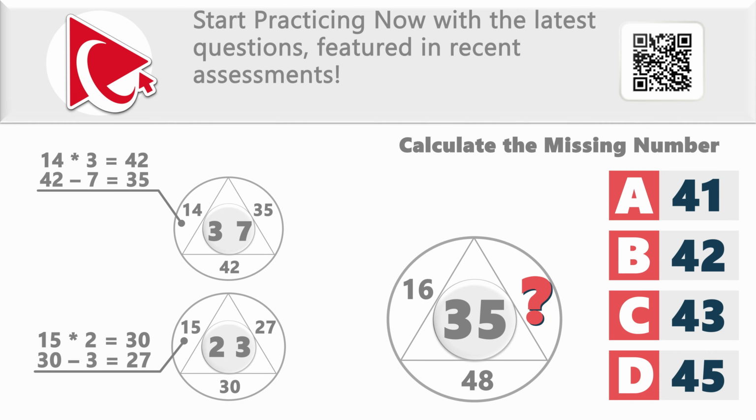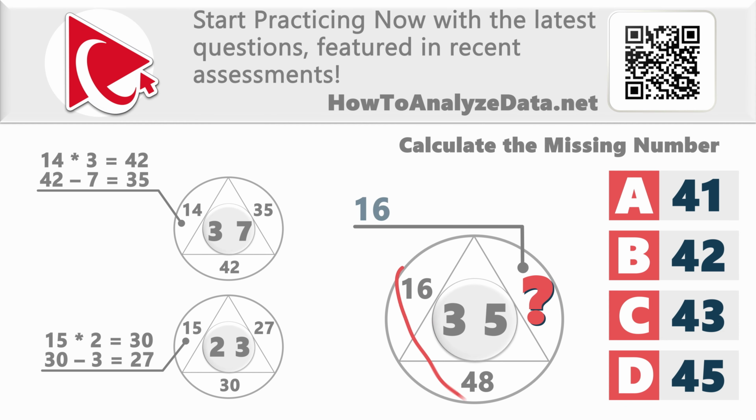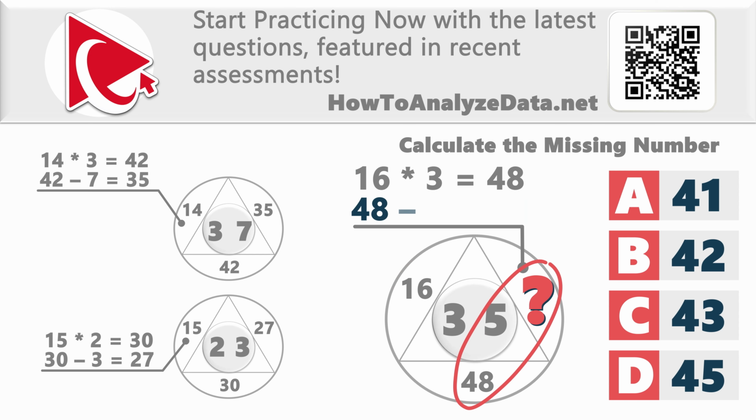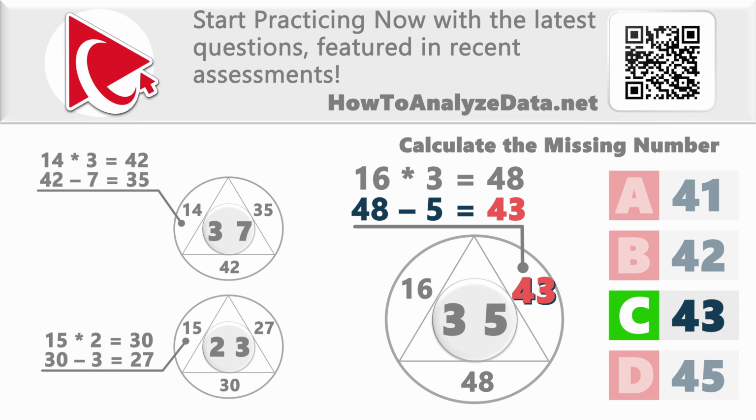Now is the time to calculate the missing number. 16 multiplied by 3 equals 48, and 48 minus 5 equals 43. So the correct answer here is choice C, 43.